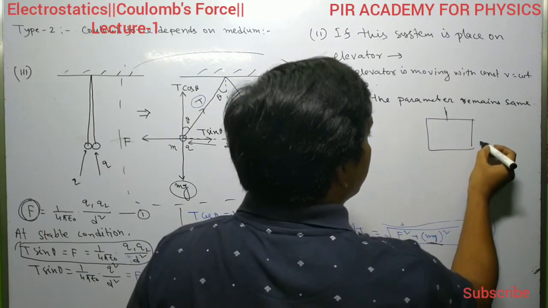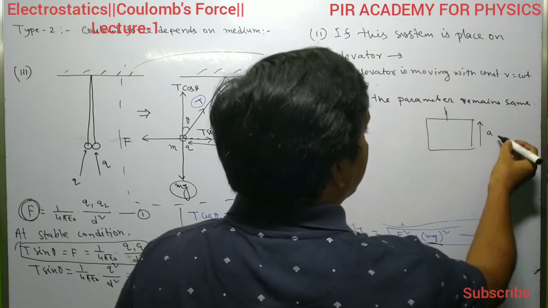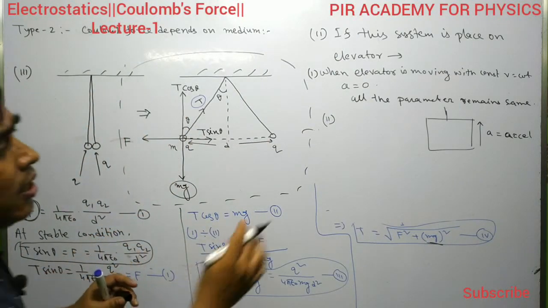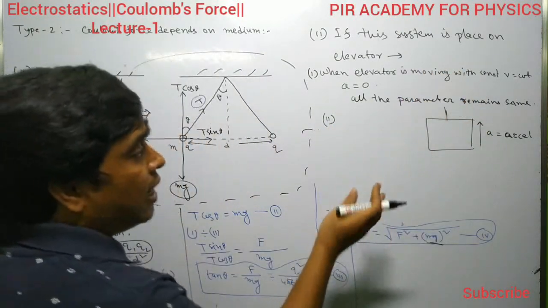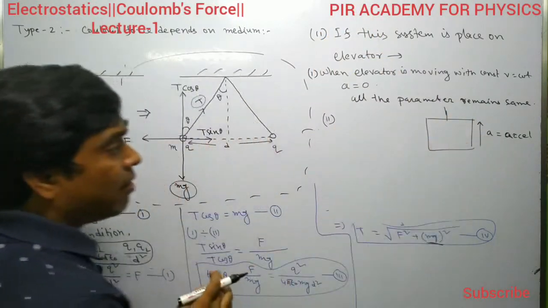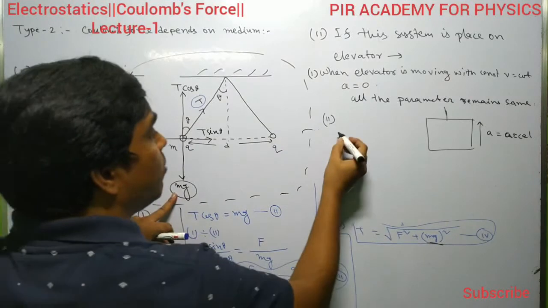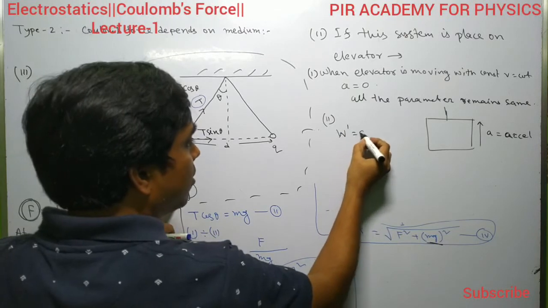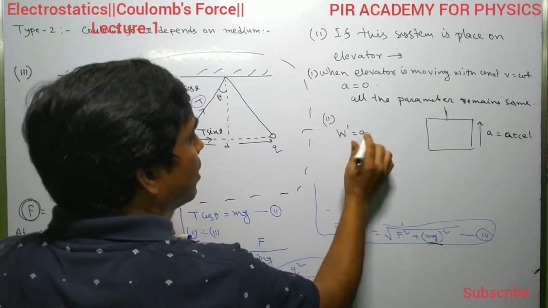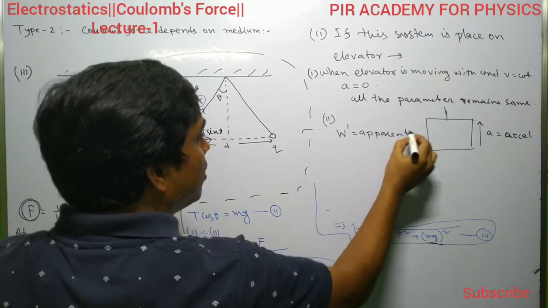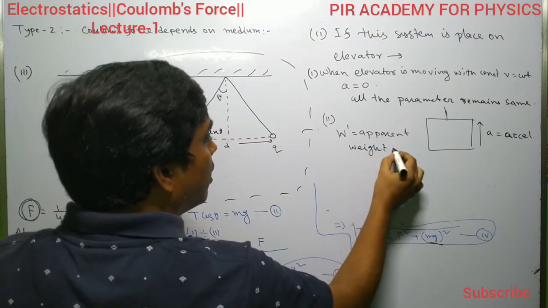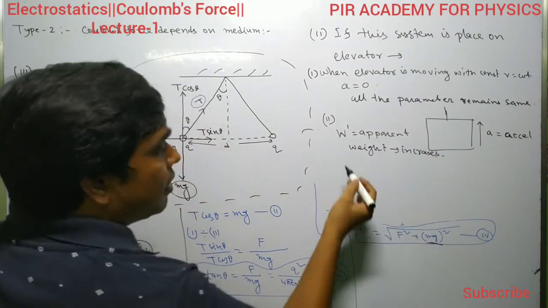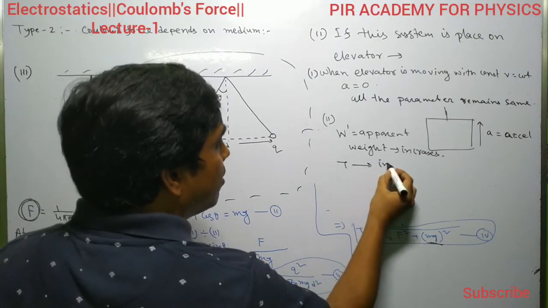this elevator is moving upward with acceleration a, then what happens? If the system is on this elevator and the elevator is moving upward with acceleration a, then the apparent mass will increase. That means W, the apparent weight, not apparent mass, apparent weight increases. If apparent weight increases, then tension will increase.